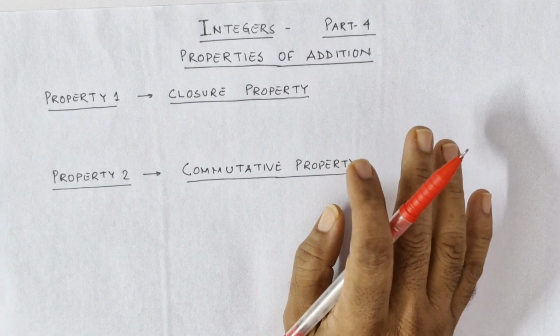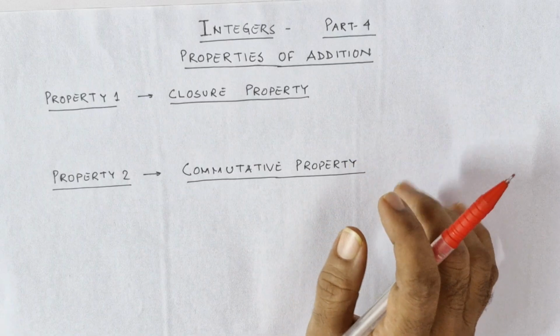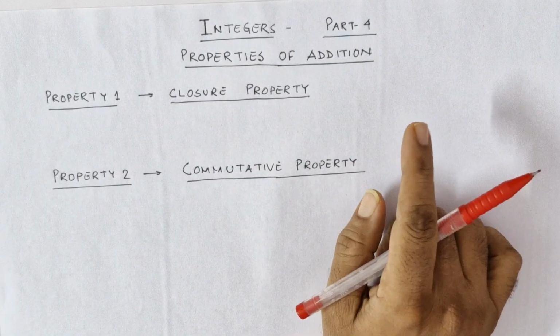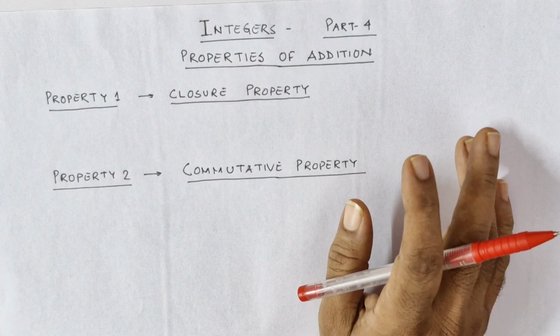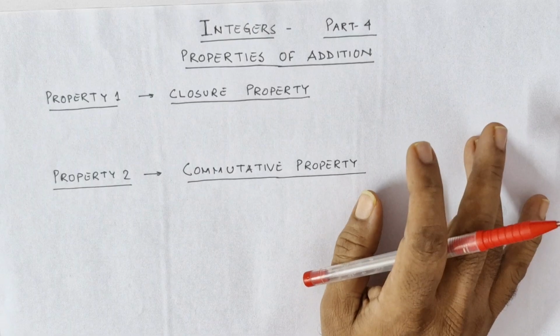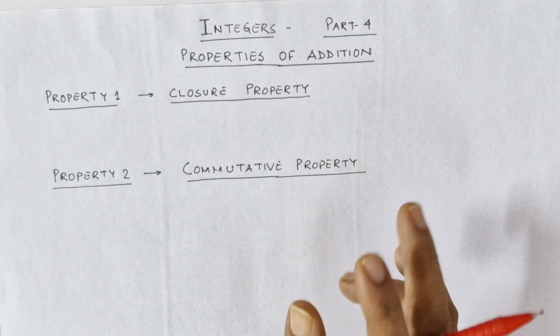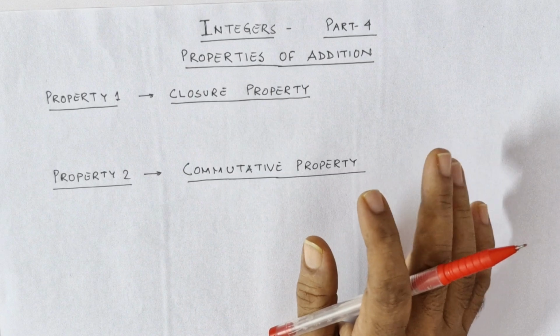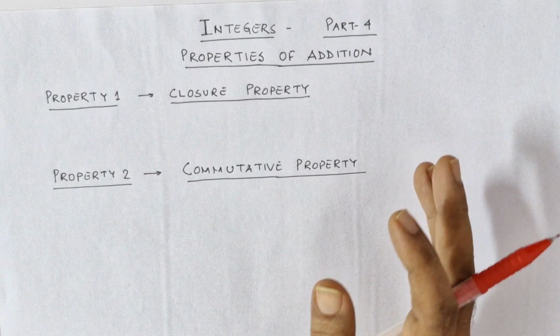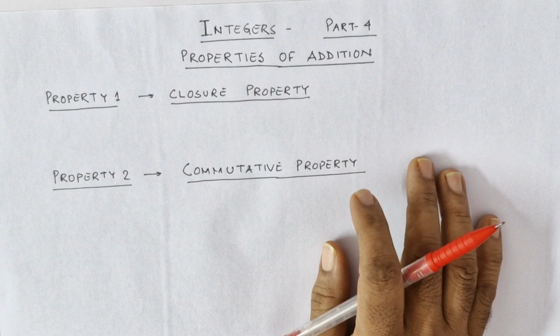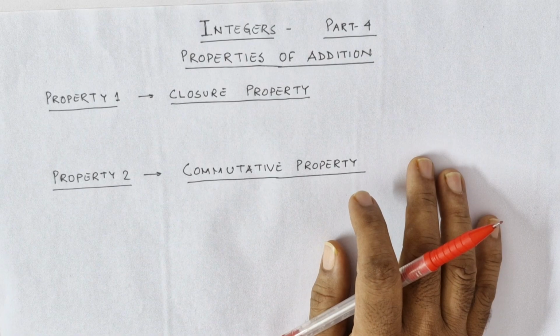Now remember students, we have studied that integers are a combination of positive numbers, negative numbers and 0. And we have also studied about number line, which helps us to visualize addition much better. Alright, so let's get started.